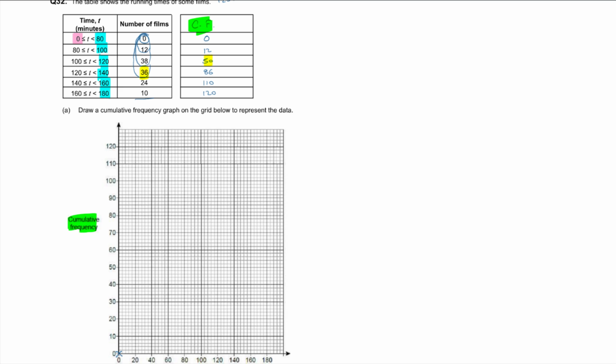Now the next point is going to be at 8. No. But then the next one is at 0 as well.